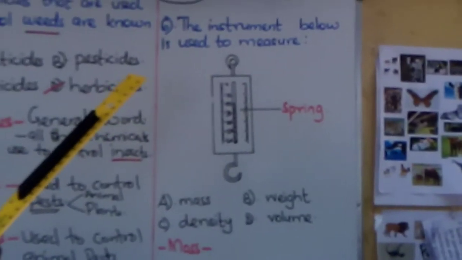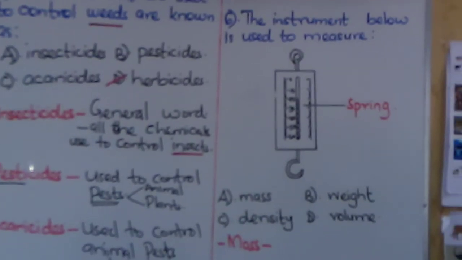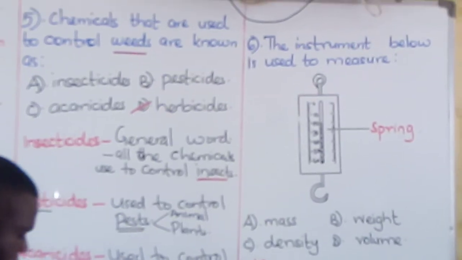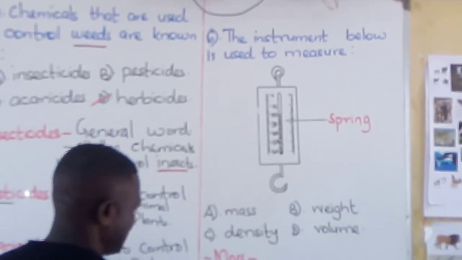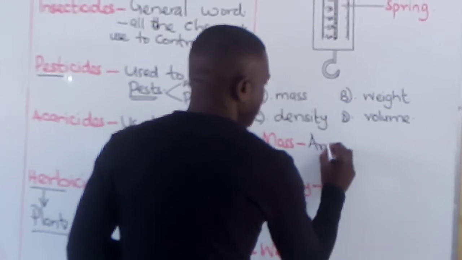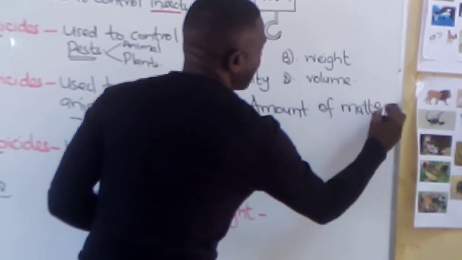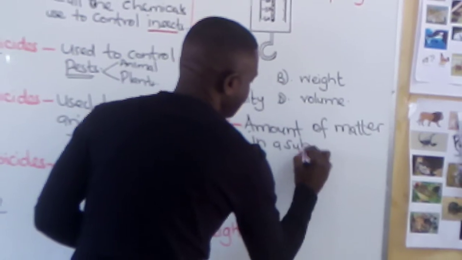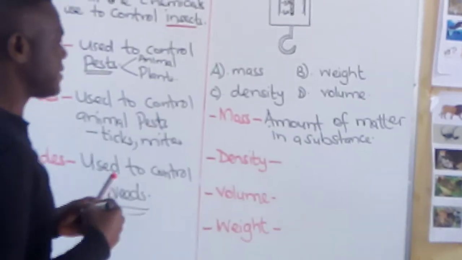The instrument below is used to measure dash. You can see it has a spring, and it has a hook here where you put the weight. Now I have already hinted. So let us describe what mass is. Mass is the amount of matter contained in a substance.